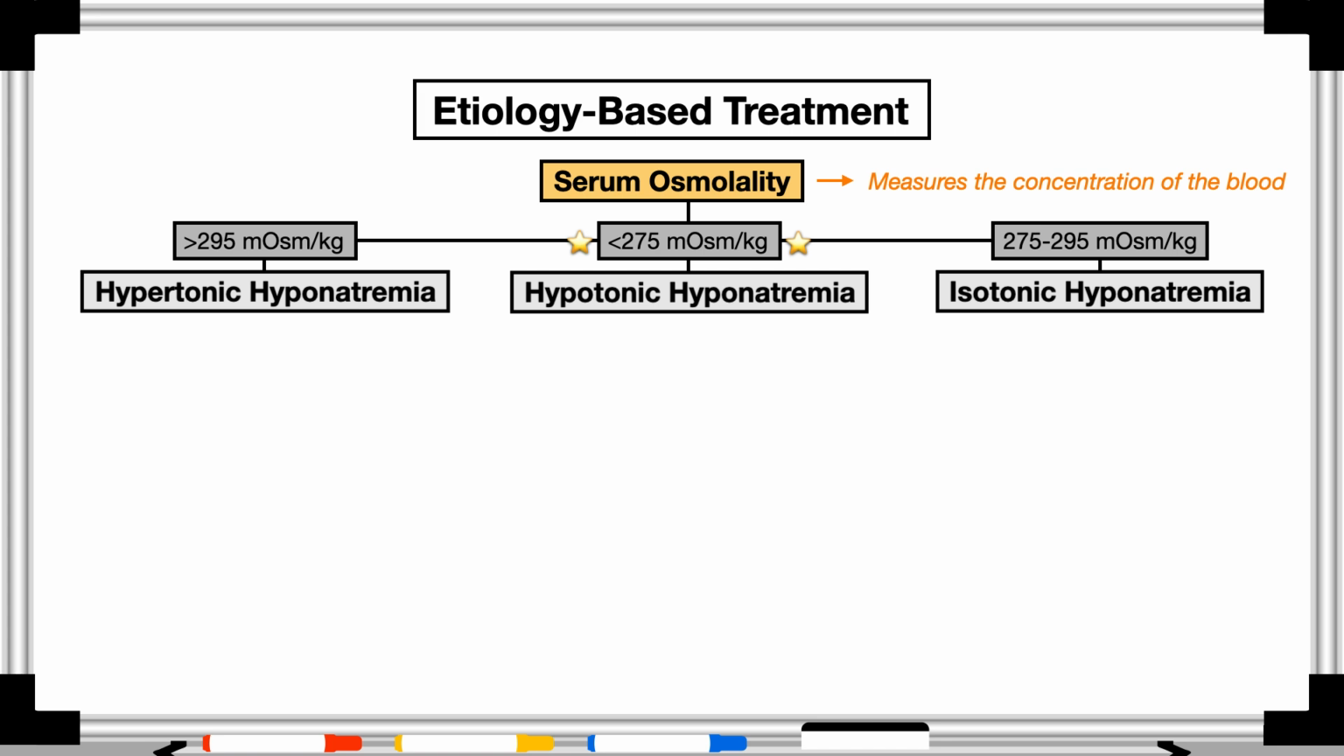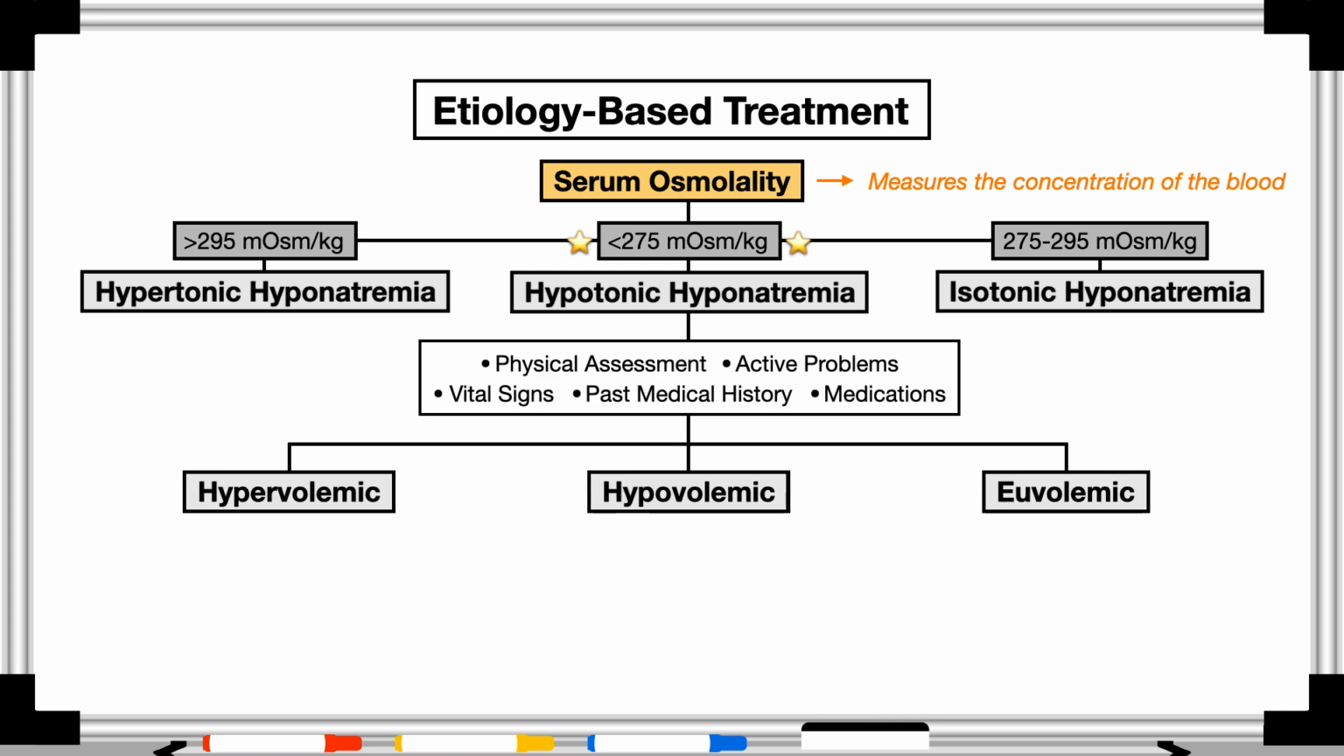The treatment of hyponatremia gets a little trickier when it's hypotonic hyponatremia, which is where an investigation of the serum osmolality is most likely to lead. Determining whether hypotonic hyponatremia is hypervolemic, hypovolemic, or euvolemic can be accomplished through any combination of performing a physical assessment, measuring vital signs, and reviewing the patient's past medical history, active problems, and medications for possible causes.